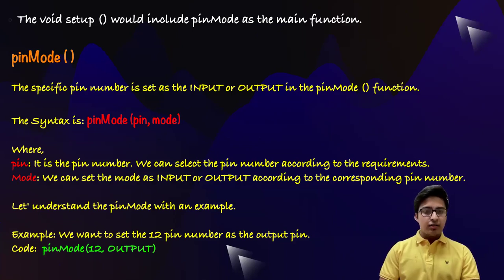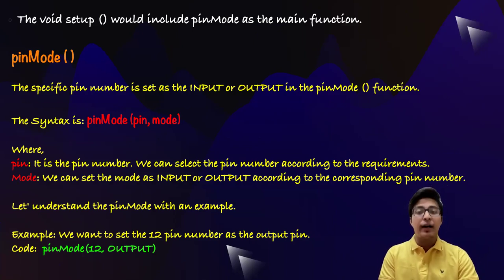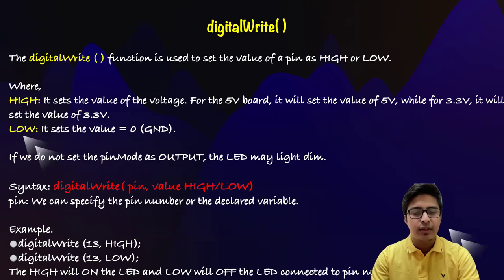Here, pin is the pin number. We can select the pin number according to the requirements. And what is the mode, dear students? We can set the mode as input or output according to the corresponding pin number. Clear? Now, for example, we want to set the 12th pin, that is digital 12 pin or D12 pin, as the output pin. What will we do? Pin mode, very easy. Inside the bracket, 12, OUTPUT. That's it. As simple as that.